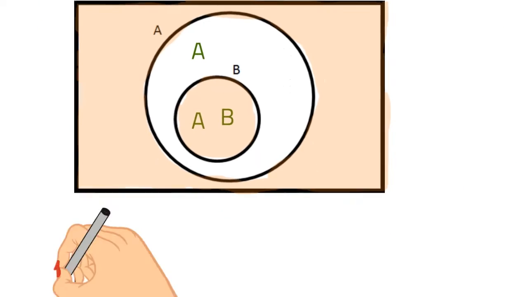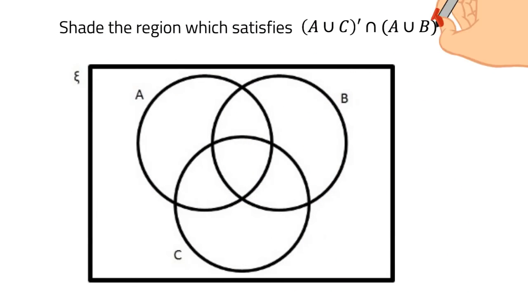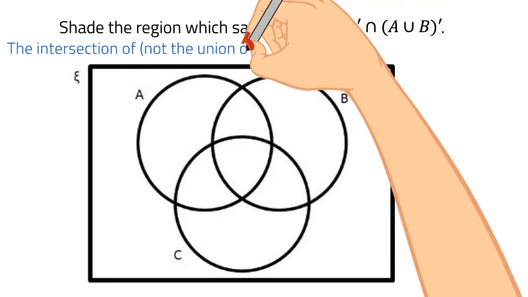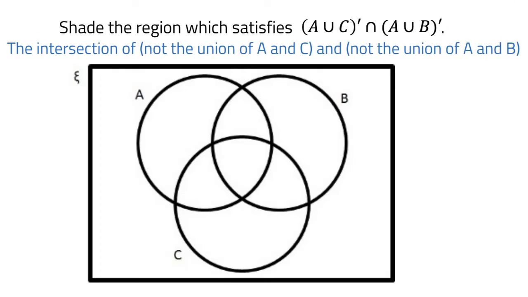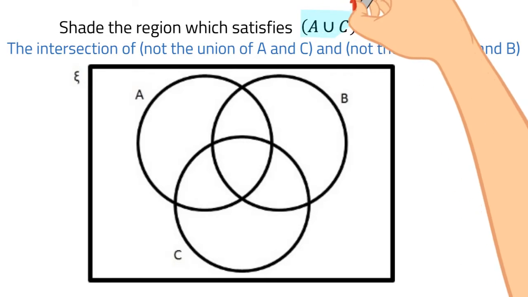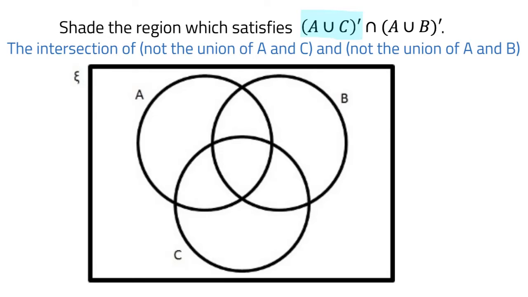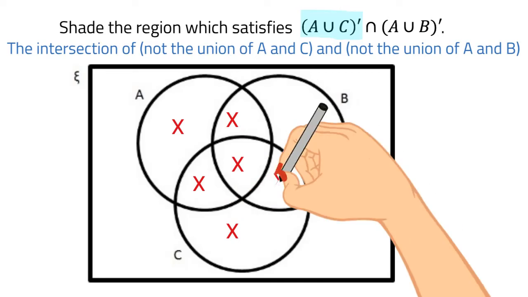I'm going to give you one more example and then you're on your own. So now we have three sets within the universal set. And I want the intersection of not the union of A and C and not the union of A and B. Well, this looks absolutely ridiculous, so I'm not going to tackle it all in one go. No, I'm going to highlight one side first and deal with that. So we want not the union of A and C. So I'm going to just cross out all that I know to be the union of A and C. So all of A and all of C.